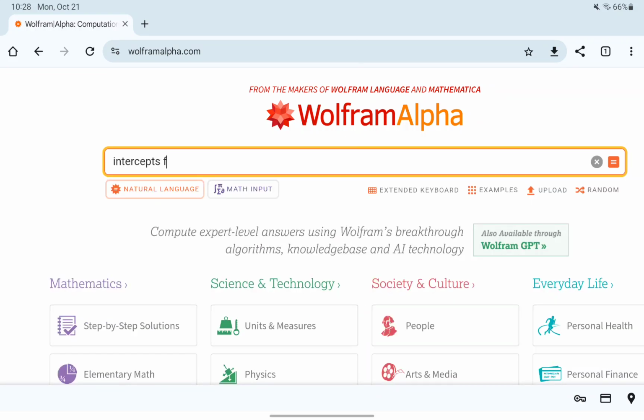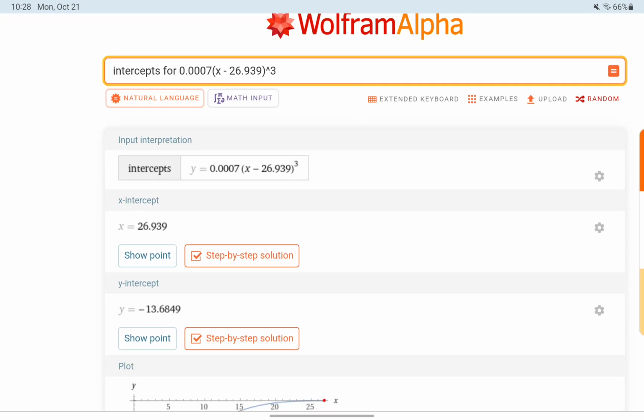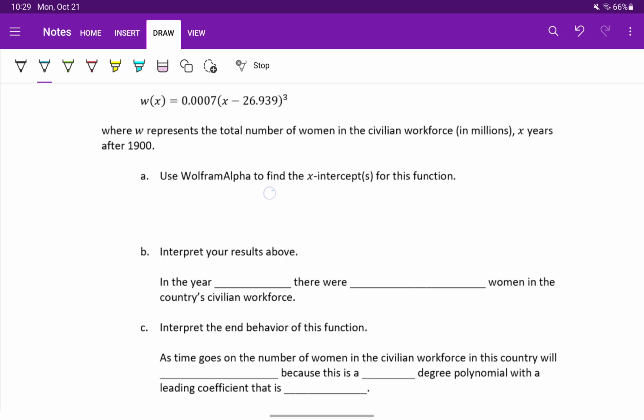To do that, we'll ask Wolfram Alpha to find intercepts for this given function. Should be to the third power. We get both an x-intercept and a y-intercept, but we're only interested in the x-intercept of 26.939, meaning we have an x-intercept at the point 26.939, comma 0. Then in part B, we want to interpret this information.